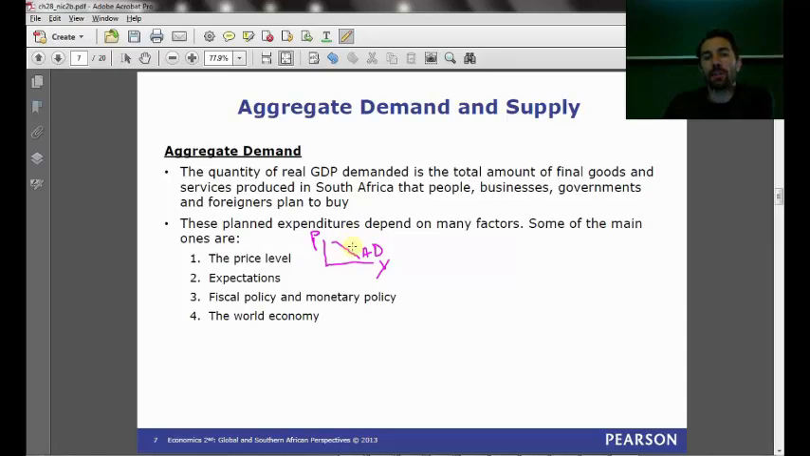Our aggregate demand curve, however, can also shift to the right or to the left. What causes it to shift? A change in expectations, change in fiscal or monetary policy, and a change in the world economy. We'll look at each of those in turn.